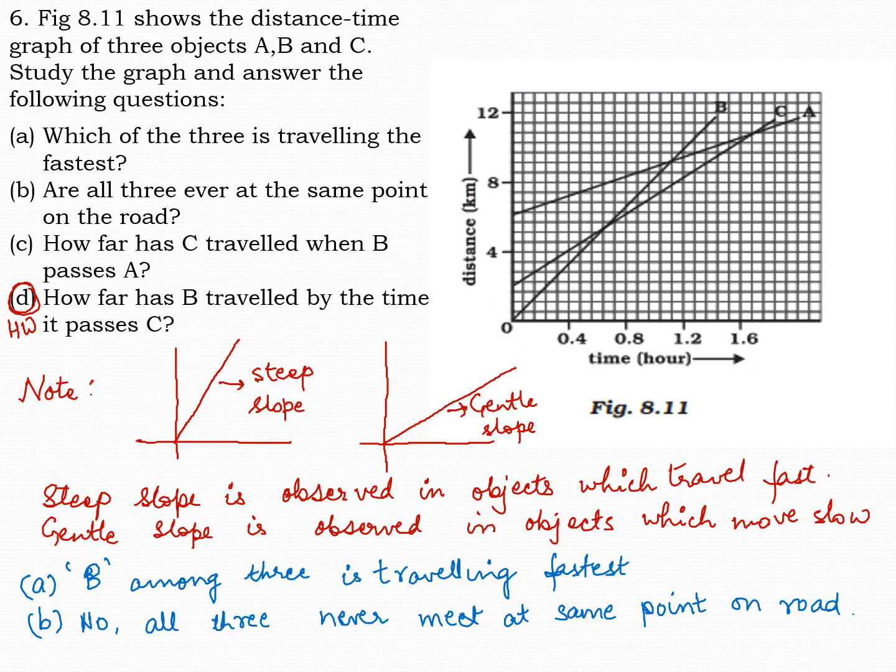Question number 6 says, figure 8.11 shows the distance time graph of three objects A, B and C. Study the graph and answer the following questions. So here if you see properly, they have given three cases. Which of the three is traveling the fastest?